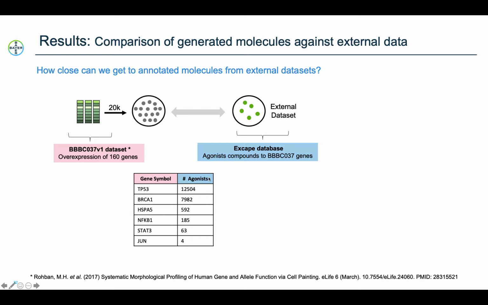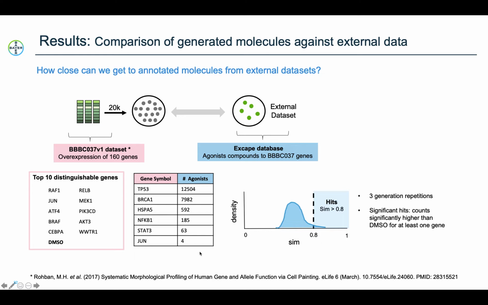Doing this, we found agonists for 6 of the 160 overexpression genes. For some of them, we had a lot of samples, and for some of them, we only have 4 agonists. Okay, and besides conditioning on these 6 genes for our experiments, we also included a set of reference genes and DMSO, which we picked as the top 10 distinguishable genes, and those were included in the experiments just as a reference.